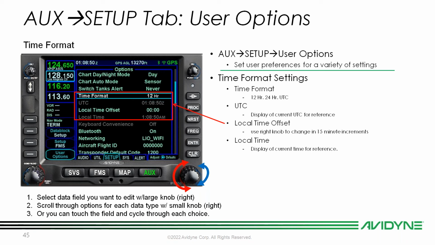Local time, it's going to display the current time for reference. Now you can't edit this. You can see it's grayed out. How we change the local time on our user options, obviously, is just done by the local time offset. And as we change that local time offset, we'll see the local time change along with it.